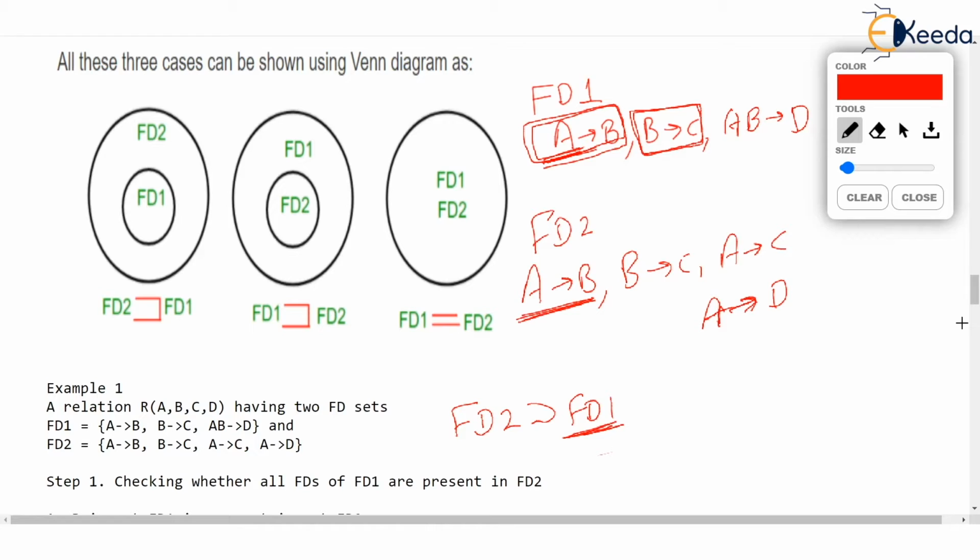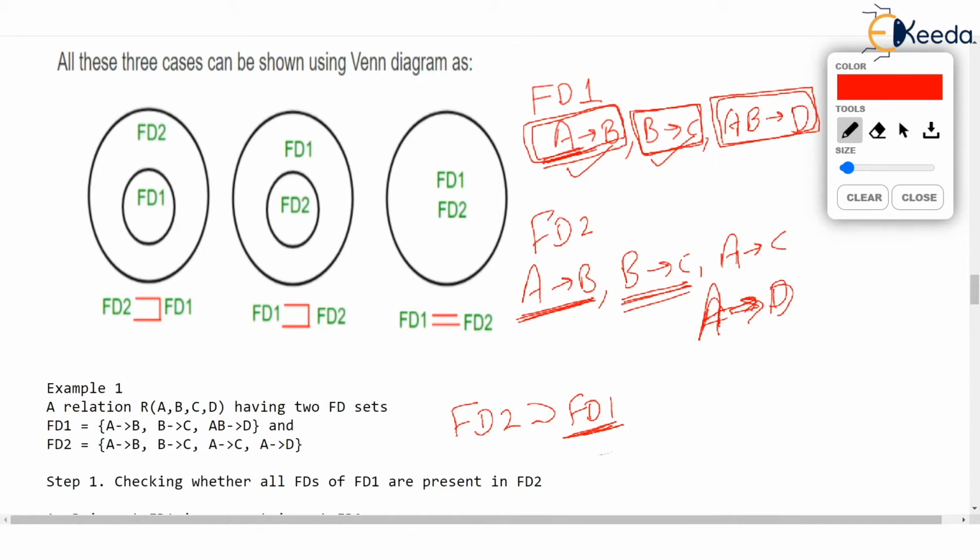Now observe AB determines D. Check the last dependency, AB determines D. Now starts the fun part. You see, AB determines D is not there in FD2 anywhere. We have A determines C and we have A determines D, isn't it? But we don't have AB determines D. In that case, what we do is we find AB closure using FD2.